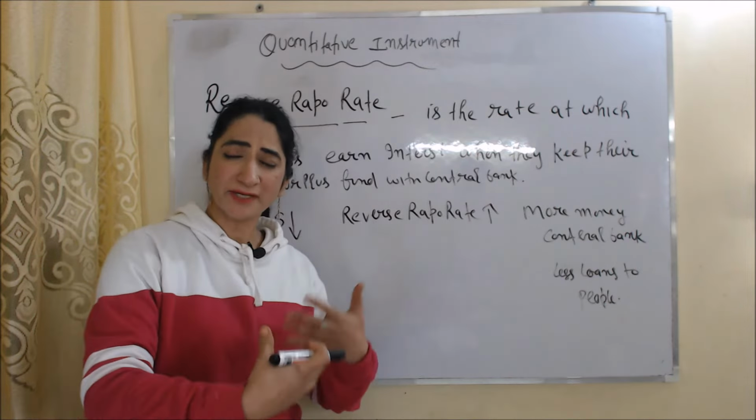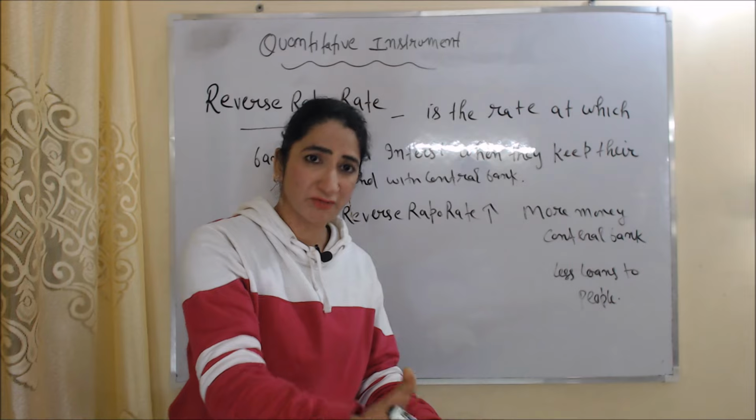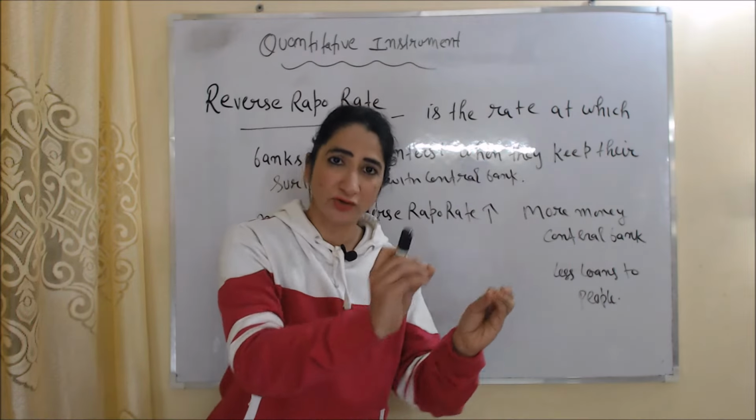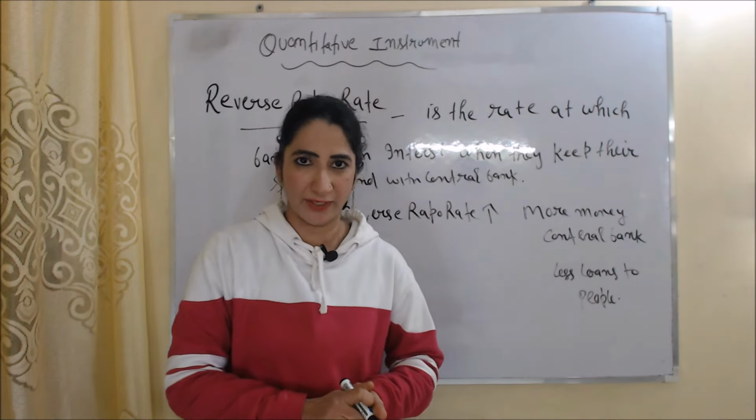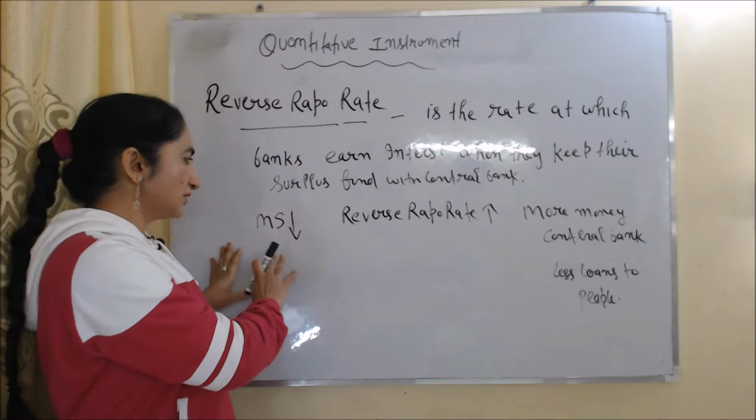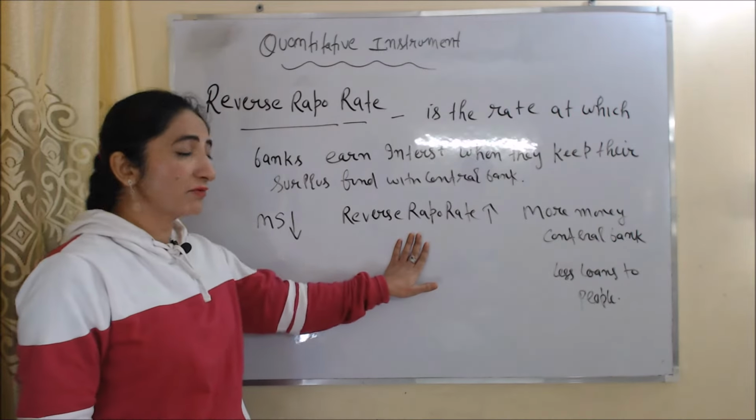It is called reverse repo rate. Or we can say sometimes central bank borrows money from commercial banks. In return, it pays interest rate to commercial banks. It is called reverse repo rate. When central bank wants to reduce money supply, it will increase reverse repo rate.